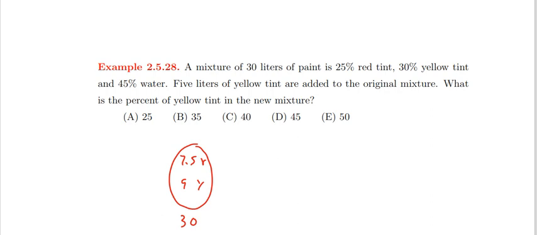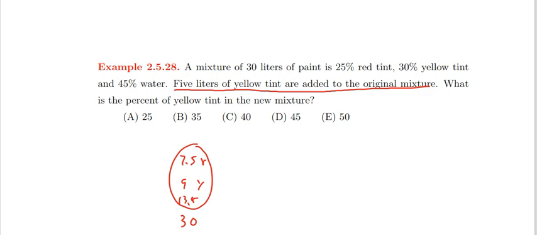And then for water 45%, so multiply 45%, so we find this equal 13.5 is water. Okay. So here 5 liters of yellow tint are added.